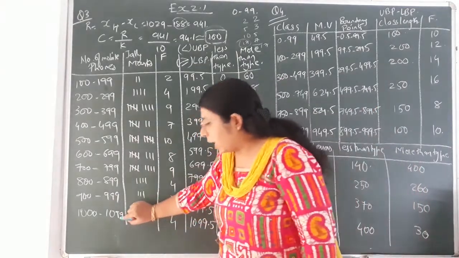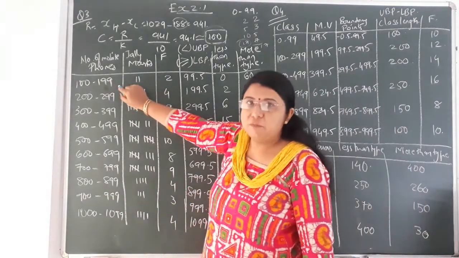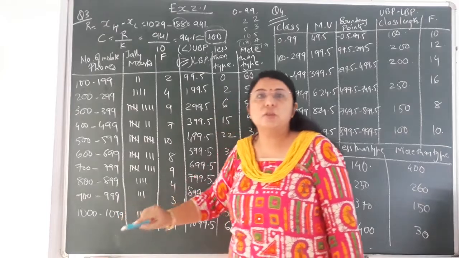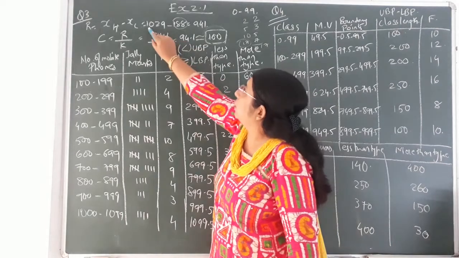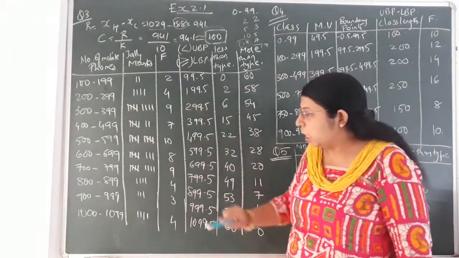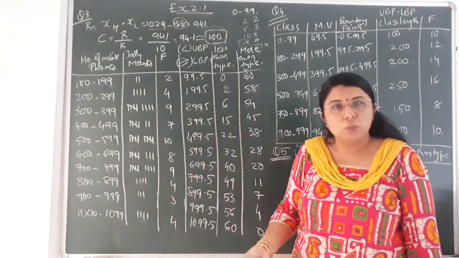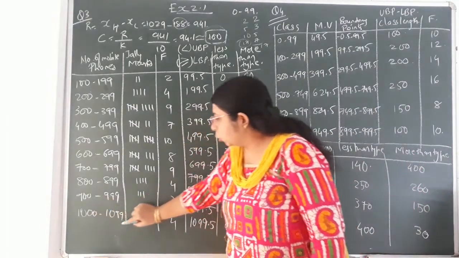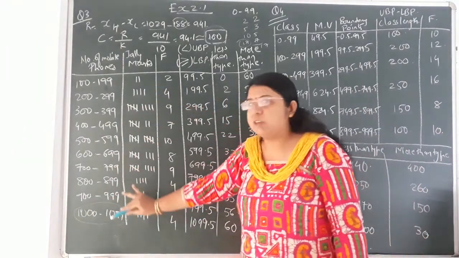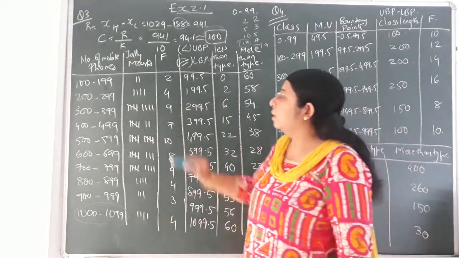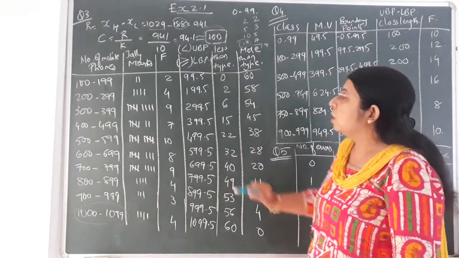Okay, and the last class should include the maximum value. Just as the first class should include the minimum value, in the same way the last class should include the maximum value. You can see the maximum value that has been given is 1029. So in the last class, that is 1000 to 1099, 1029 would be coming, right? So the last class should include the maximum value of the given data. It means the number of classes that we have set.